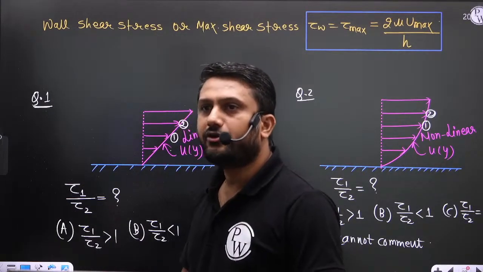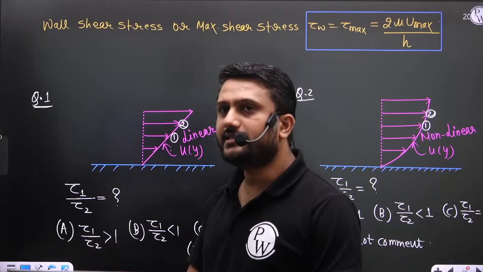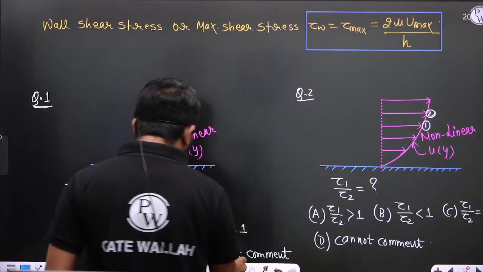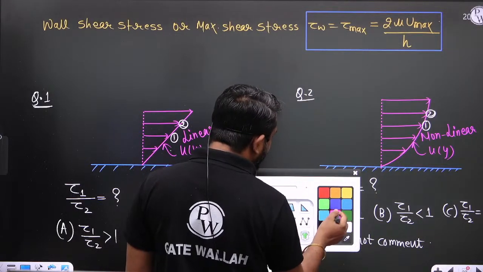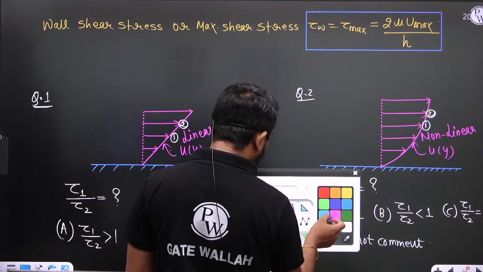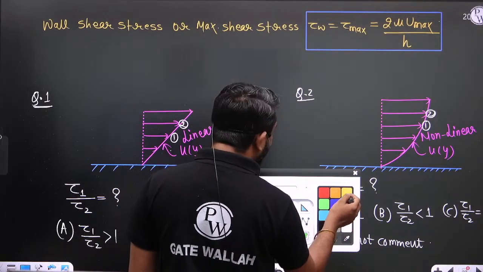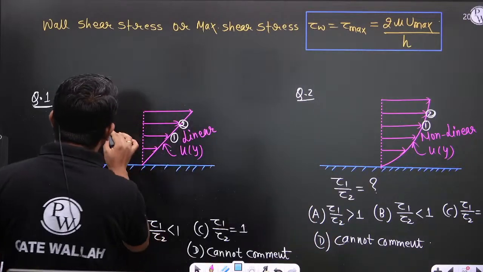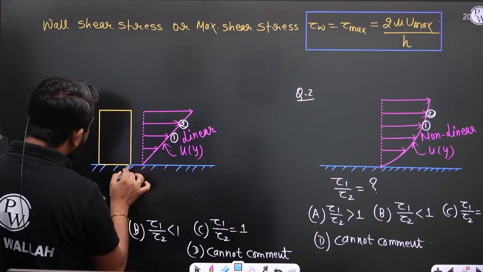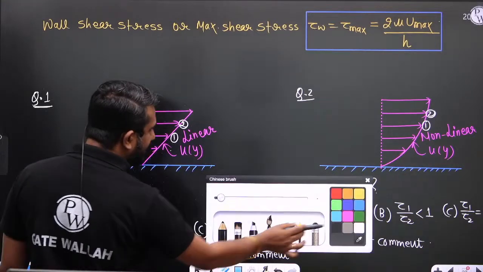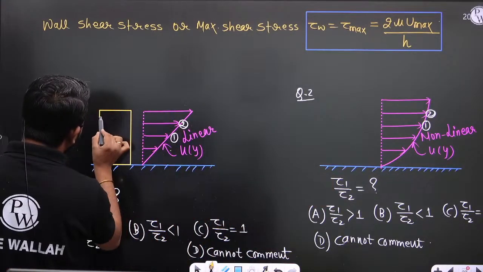Okay, question number 1, that is B. Why is it B, beta? I already told you a number of times: if the velocity profile is linear, then what about the shear stress distribution? Beta, what about the shear stress distribution?